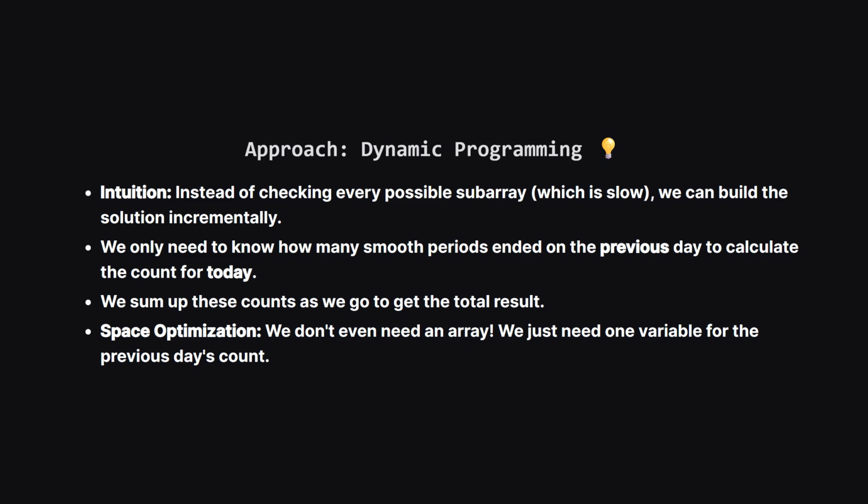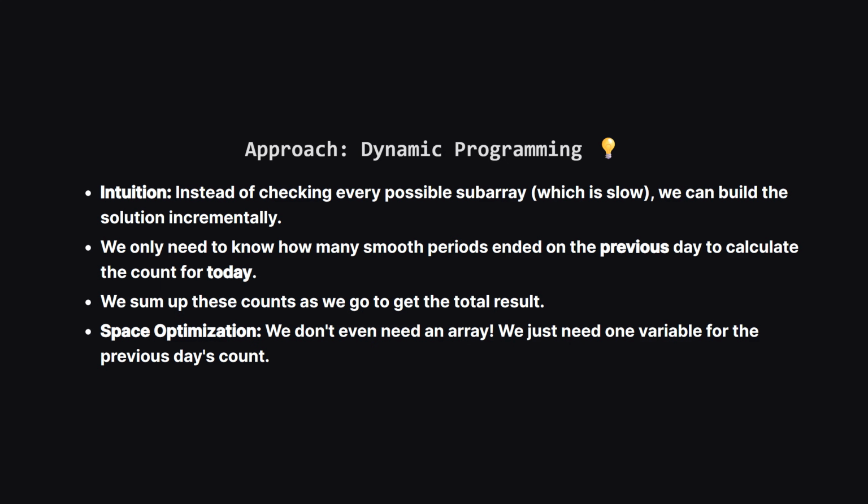This problem screams dynamic programming. The editorial suggests a DP approach, but honestly, it's so efficient it feels like a simple greedy iteration. The core intuition is that to avoid recounting or double-checking, we just count how many smooth periods end on each specific day. Since the answer for today only depends on yesterday, we don't need to store the history for the entire year. We just need a single variable to remember the count from the previous step.